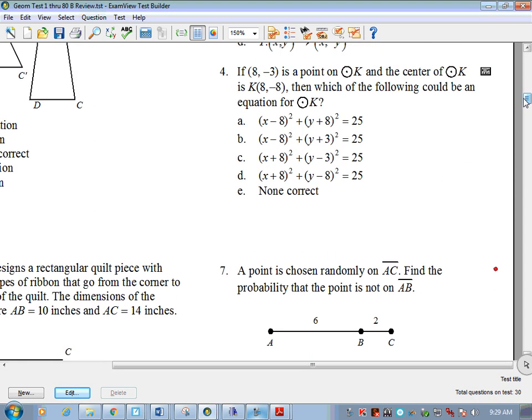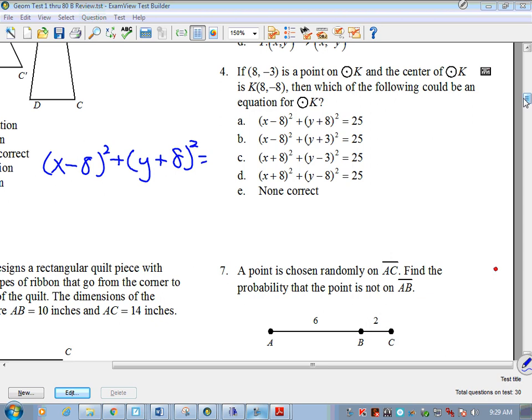All right, let's look at 4. 8, 3 is a point on circle K, and the center of circle K is 8, negative 8. Then which of the following could be an equation for circle K? Let's take our center and let's write the equation, right? Let's see how close you can get. I'm going to start off with what? X. All right. My center is 8, negative 8. So I'm going to write x minus what? 8. Parentheses squared. Very good. Plus y plus 8 squared.